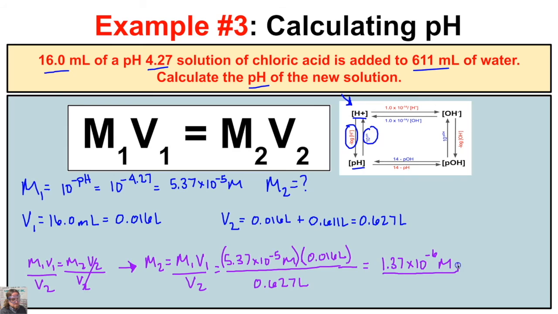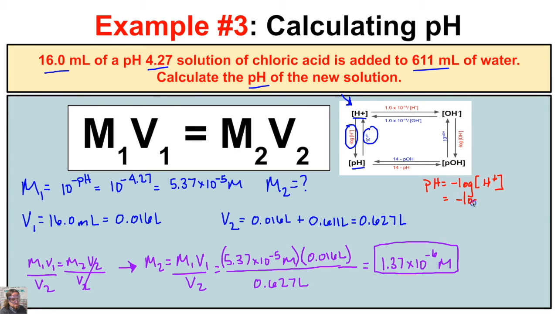So this is not our final answer. What we now have to do is, now that we know the concentration of H plus ions, we can use this little diagram to go from concentration of H plus to pH of our new solution. So in our final step, let's do that. To get the pH, we simply take the negative log of our hydrogen ion concentration, which we just found out to be this right here.